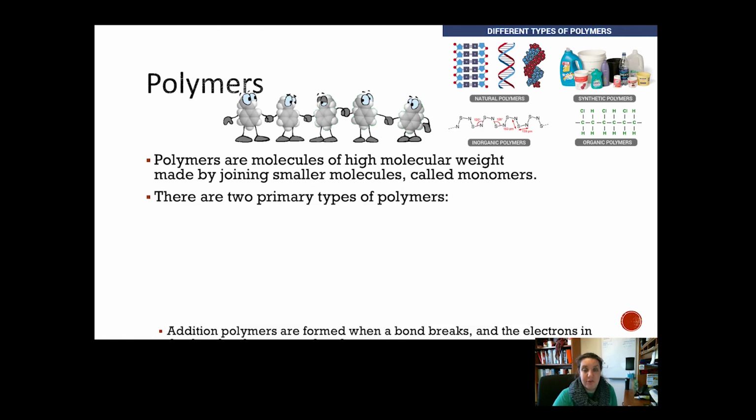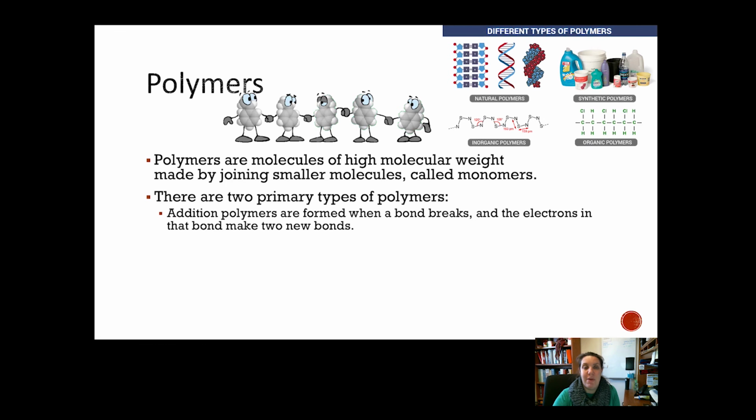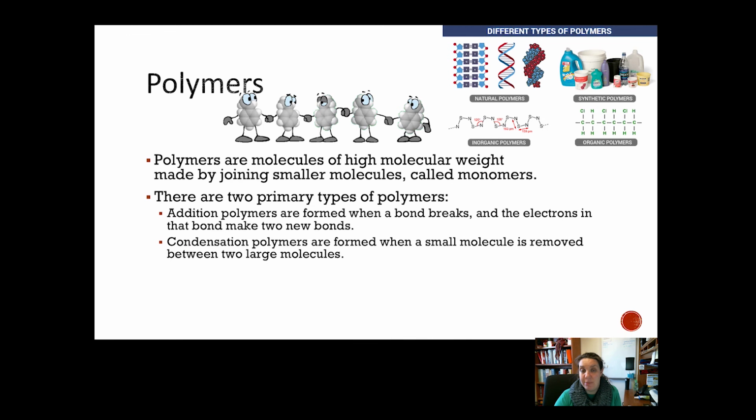Addition polymers. We break a bond to form a new bond with a new atom, a new monomer. So we break the bond of one monomer, break the bond of another monomer to make a dimer, and go on out until we make a polymer. In that case, we're just breaking bonds. We're not removing any atoms. So our monomer will have the same molecular weight as the empirical formula of our polymer.